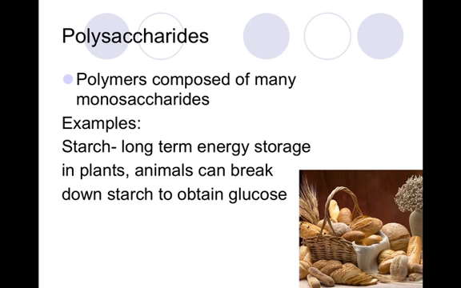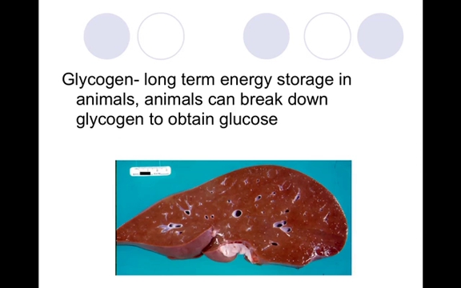An example of this is starch, and these are good for long-term energy storage, especially in plants. Animals can break down the starch, so we eat the plants and then we break down that starch. The long-term energy stored in plants is called starch. Another example is glycogen. This is our second example. This is where long-term carbohydrate is stored in animals. We break down the glycogen to obtain glucose because we use glucose to make energy.